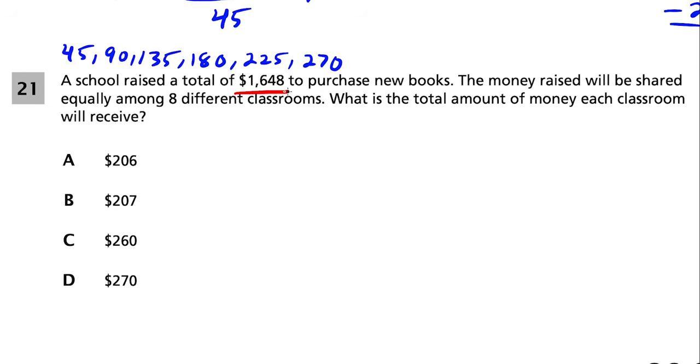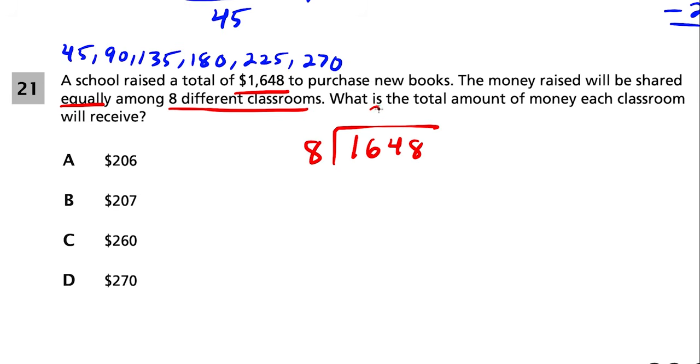The school raised a total of this much money to purchase new books, and the money raised will be shared equally among 8 different classrooms. What is the total amount each classroom will receive? So if it's shared equally, that means we could divide. And it's shared equally amongst 8 classes, so we're going to divide this by 8.